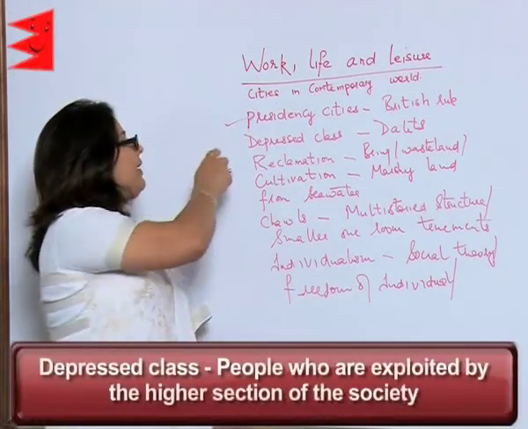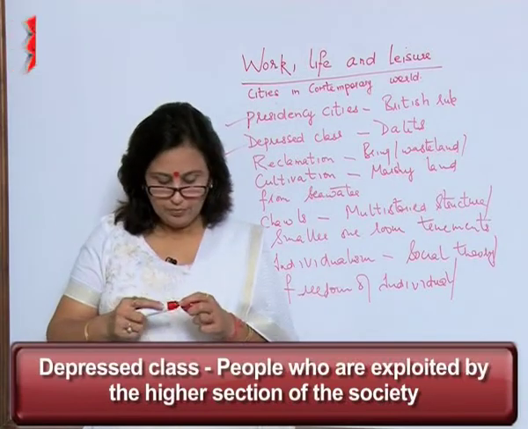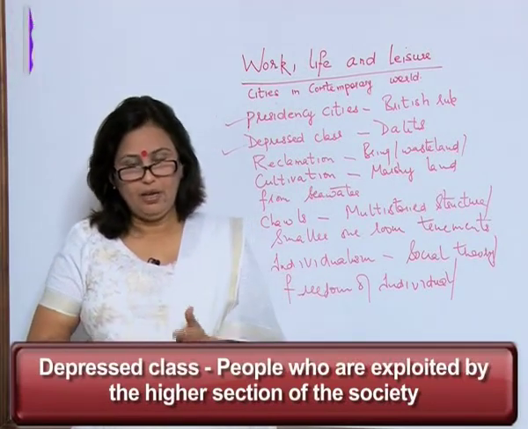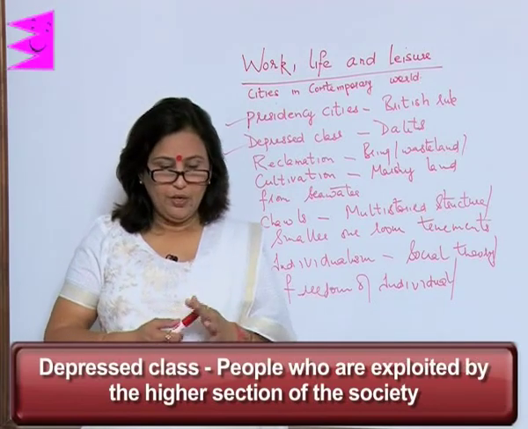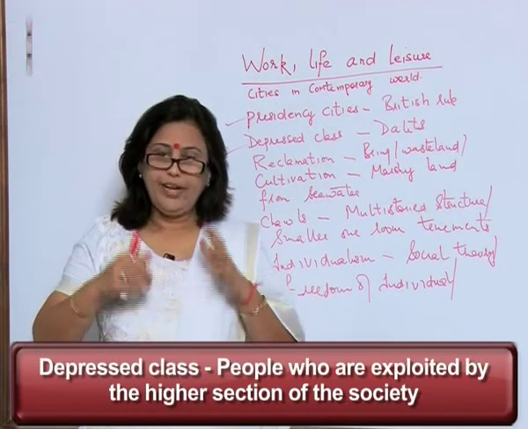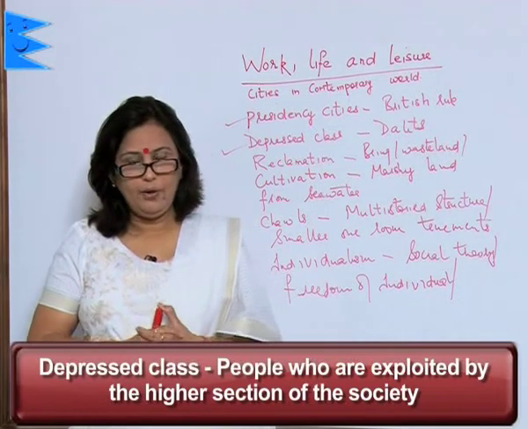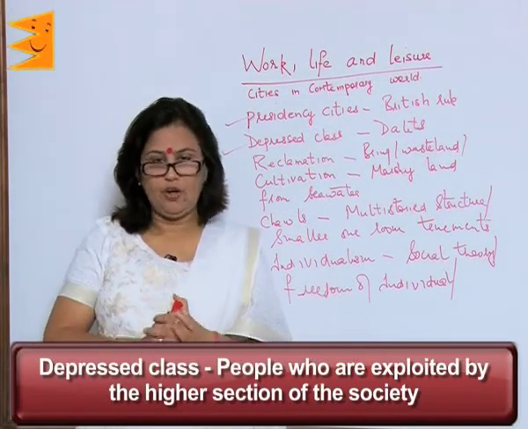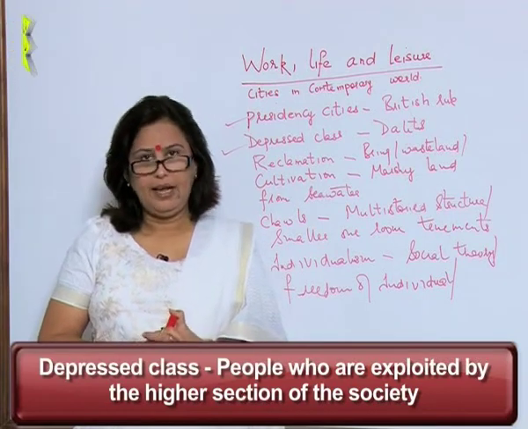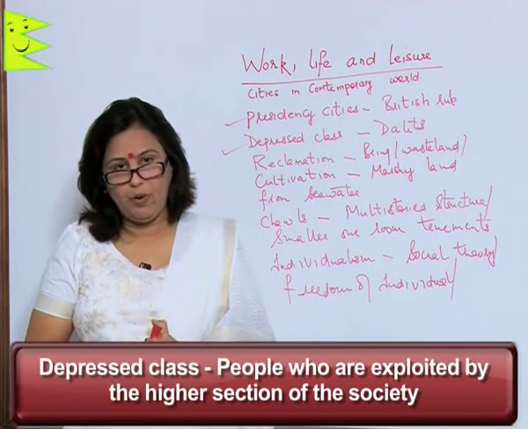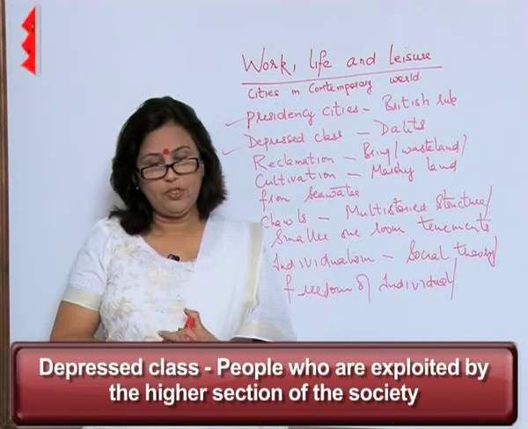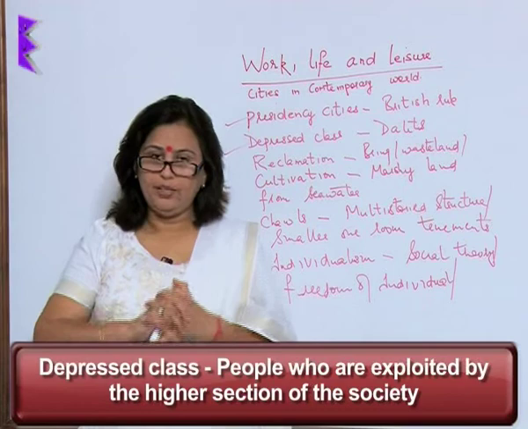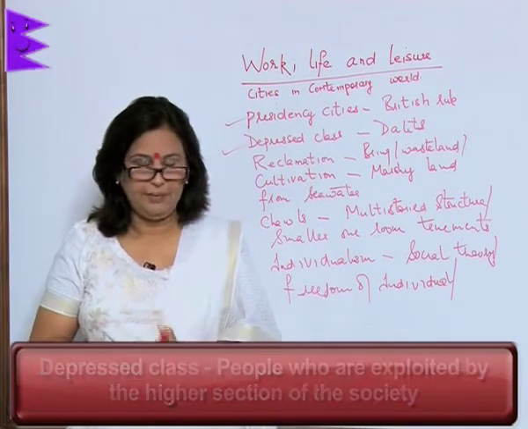Next is depressed class. The depressed class is the untouchables or the Dalits, who are supposed to be downtrodden and who have been oppressed by the higher sections of the society, and they feel that they had been exploited and have not been given rights equivalent to other people in the society.